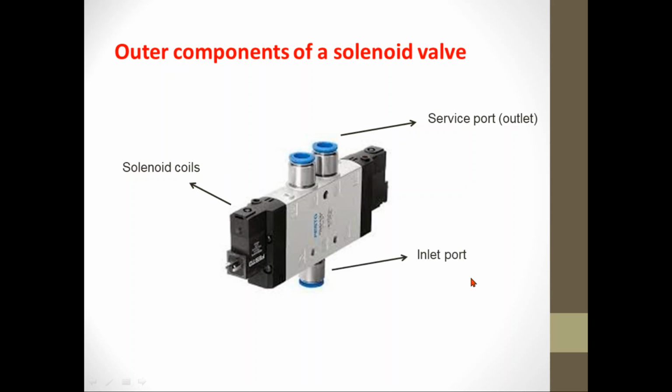And then the inlet port, this is where the source of air will be connected. In the service port, the pneumatic cylinder is connected. So the air coming from the compressed air source will not flow directly to the pneumatic cylinder, not unless the solenoid coil is energized.